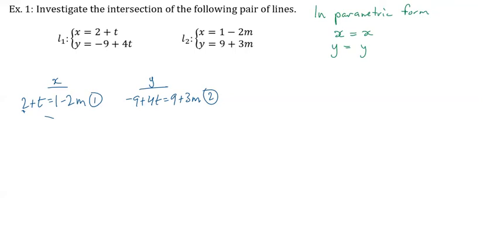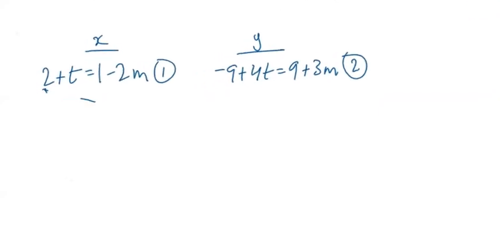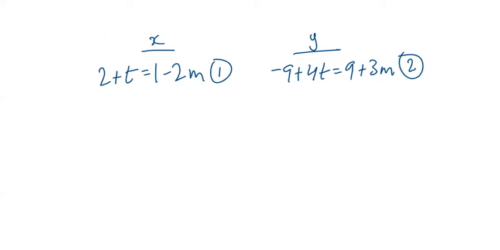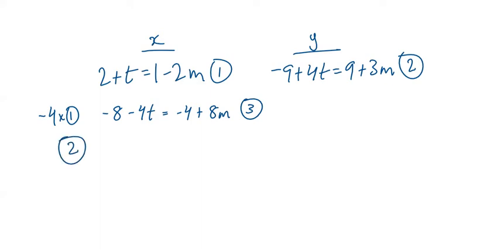Okay, so what I'm going to do is take equation 1 and multiply it by negative 4. So I get negative 8 minus 4t equals negative 4 plus 8m. I'll call that equation 3. I'm going to rewrite equation 2. I don't really need to name that actually. Negative 9 plus 4t equals 9 plus 3m.